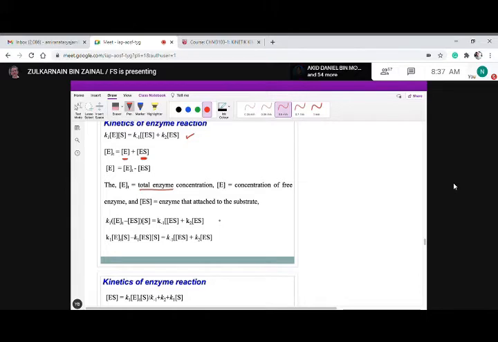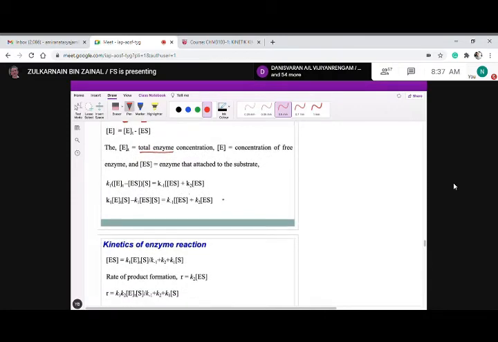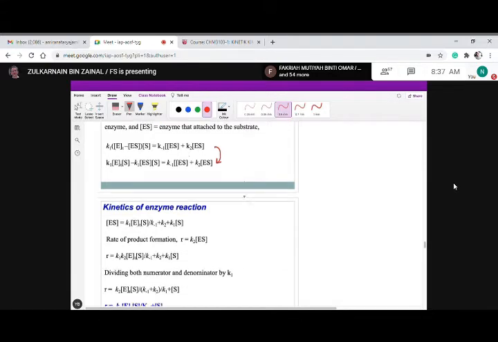Okay, let us see this one. We have K1 ES. So you're replacing the E with ET minus ES, and the others are ES. So we are left with ES, and then we further do the derivation of the equation. I think you have no problem with that. It's very simple mathematics.